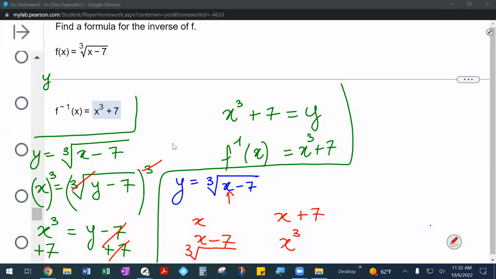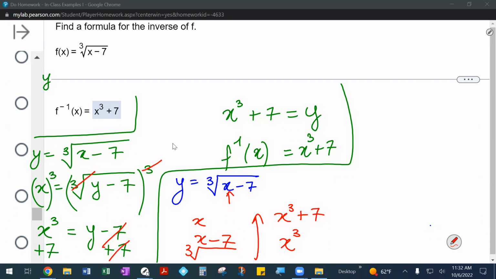So that means you would be adding 7, and this would of course be on the cube root, and you can see that's what our inverse function ended up looking like. So start by listing in what order the operations are happening, and then go in the reverse order from there.